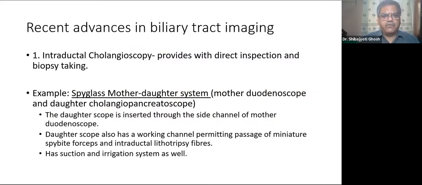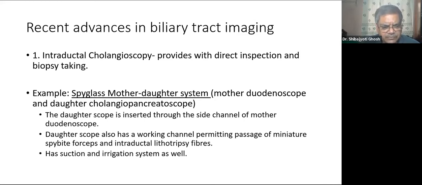So a few words about the recent advances in biliary tract imaging. But number one is intraductal cholangioscopy, because these are endoscopes which are basically very small fiber endoscopes. With this, we can get into the common bile duct, we can get into the main pancreatic duct, and like any other luminal structures, we can see what their pathology is, we can take biopsies, and sometimes we can do some therapeutic procedures like stenting also.